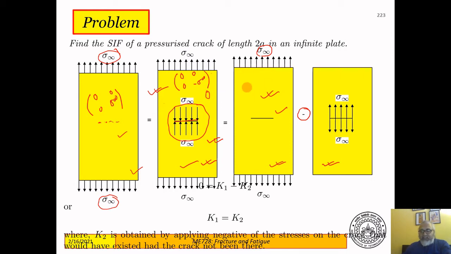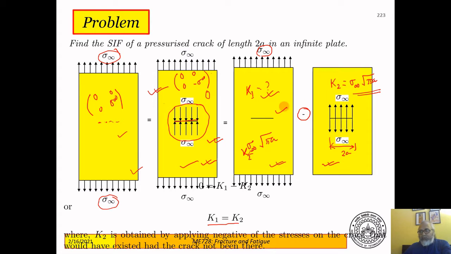Stress intensity factor in this case is K1, which we want to find out, and stress intensity factor in this is equal to K2, which we know is sigma infinity root pi a, where 2a is the length of this crack. We have already derived this from the Km equations. Therefore, 0 is equal to K1 minus K2, which means K1 is equal to K2. Therefore, for this problem as well, the stress intensity factor is the same as this problem. So that's why both are Griffith problems.